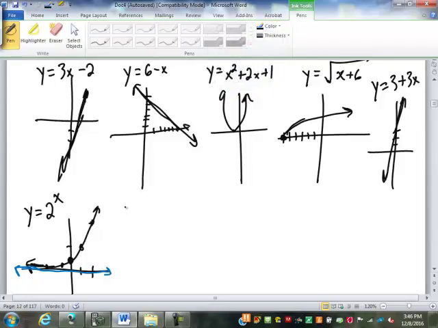Okay, so next one. Y equals x to the third minus 1. Looks something like that. Next one.